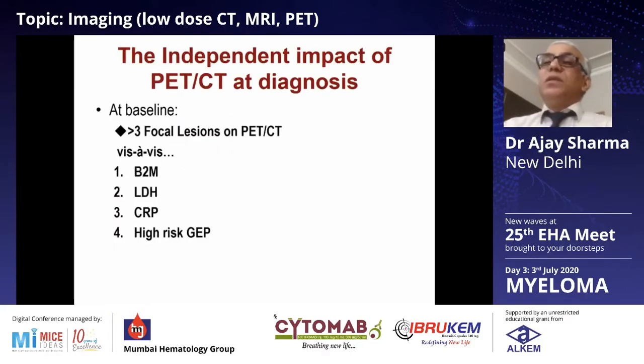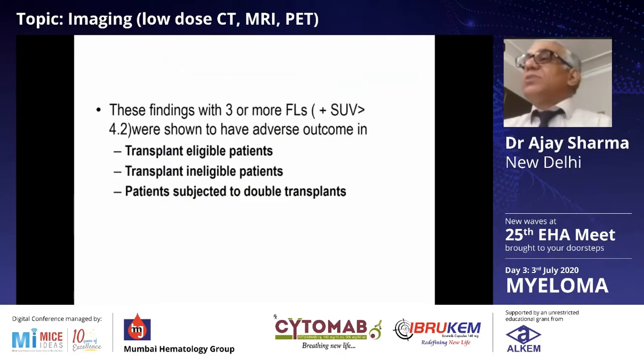Next slide, please. The independent impact of PET-CT, when we either add it to other parameters like beta-2 microglobulin, LDH, CRP, or gene expression profiling, or independently, PET-CT definitively has an impact on the assessment of the outcome of the disease at the time of diagnosis. So these findings, three or more focal lesions with SUV of 4.2, were shown to have adverse outcome in all these situations, where the patient was transplant eligible or ineligible, or subject to double transplant. In all these imaging parameters, PET-CT had a definitive impact.